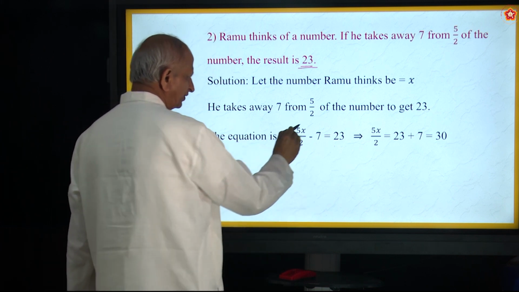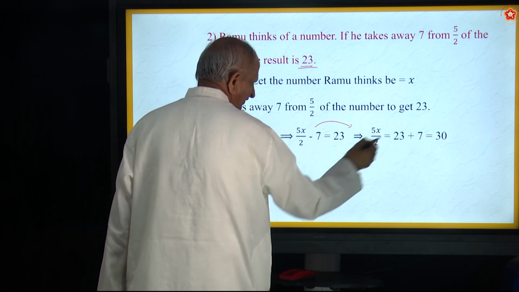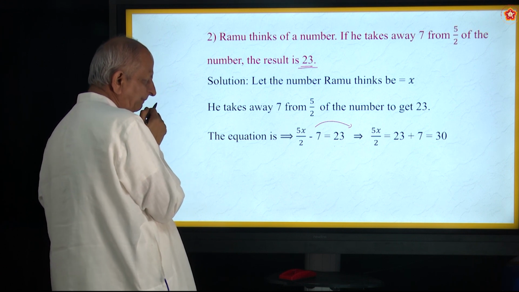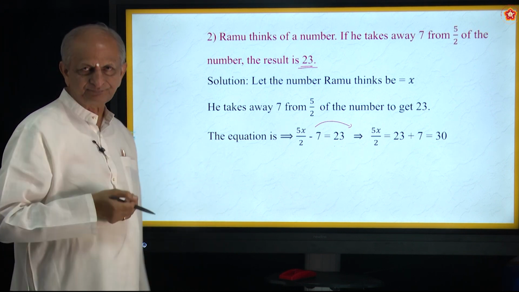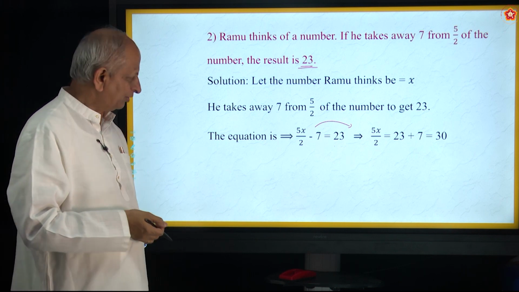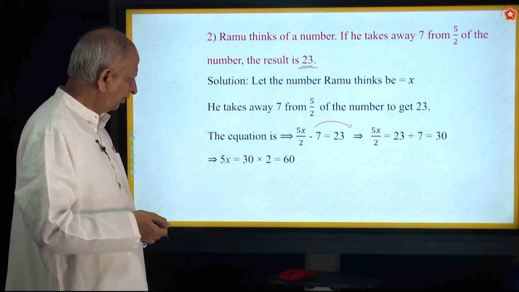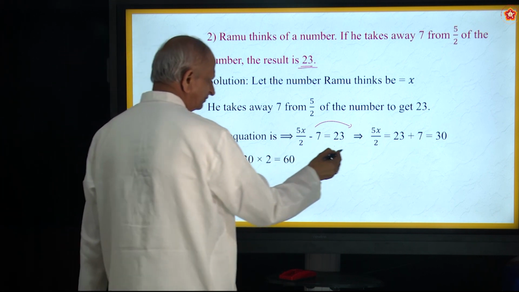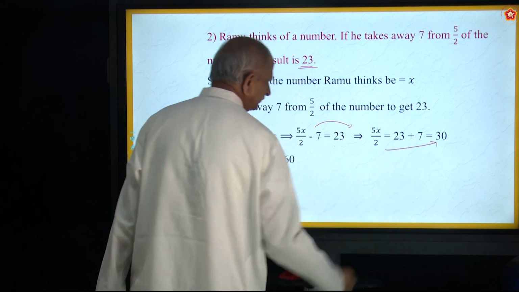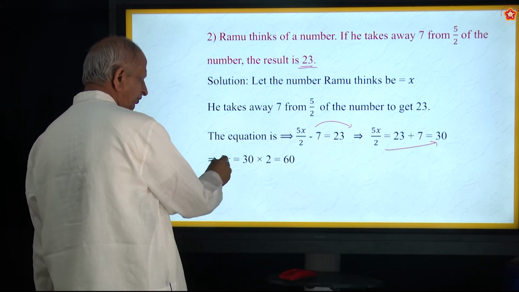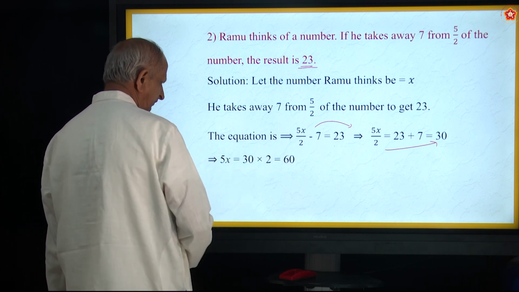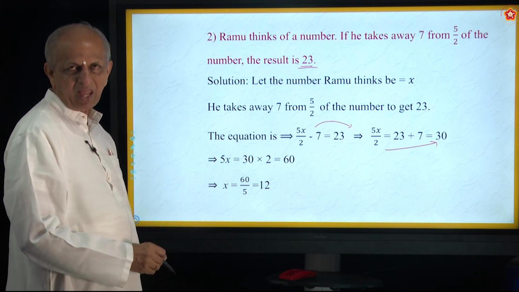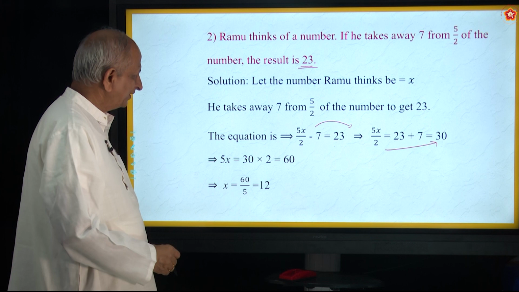Now minus 7 bring to right side, what happens? Plus 7. So 5x by 2 is equal to 23 plus 7, that is 30. Write it down. Okay. Now how to get the value of x? Bring this 2 to right side. 30 into 2 it becomes. 5x is equal to 30 into 2, that is 60. x is equal to 60 by 5, that is 12. Got it?